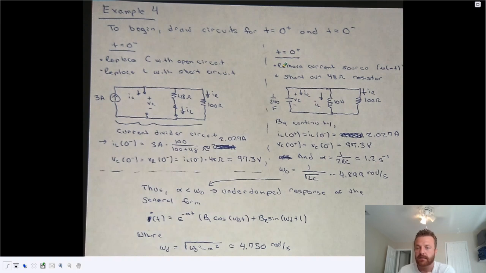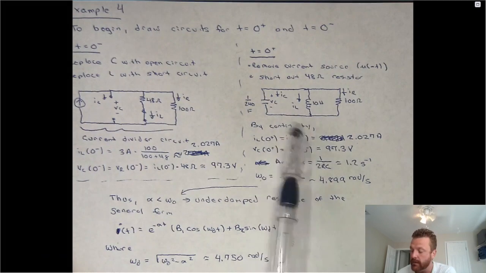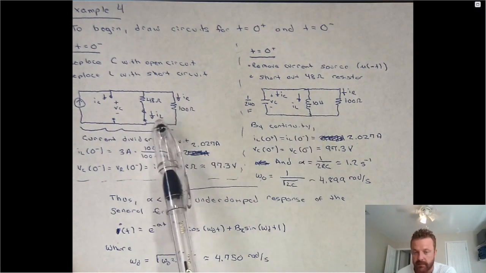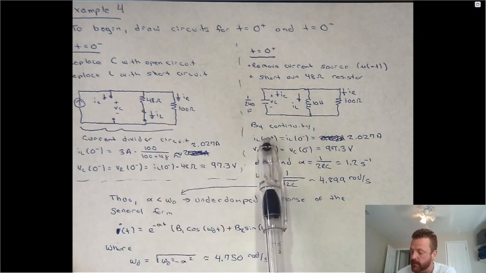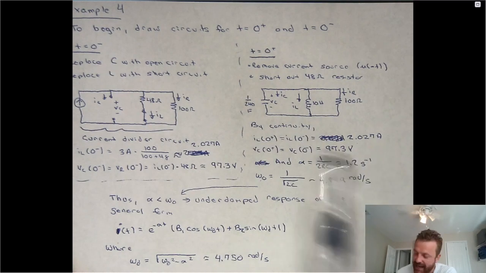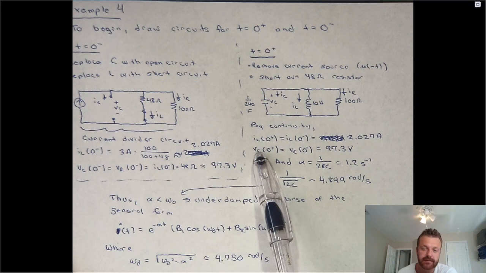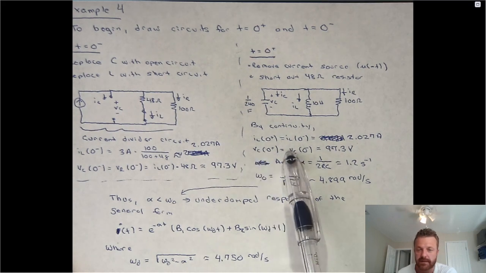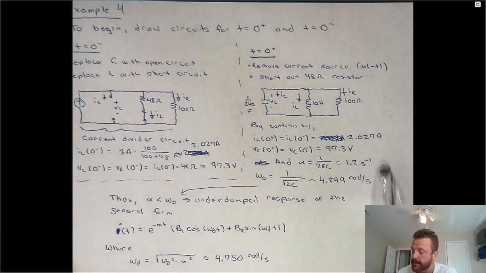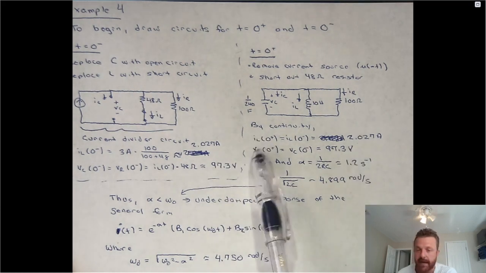If you notice again, the current source is removed, the 48 ohm resistor is shorted out, and we know that by continuity, the current through the inductor has to be the same as it was at t equals 0 minus. So IL of 0 plus is just IL of 0 minus, which is 2.027 amps. In addition, the capacitor voltage also can't change instantaneously, so VC of 0 plus will just be VC of 0 minus, which we computed over here to be 97.3. These are just continuity results from the IV relationships for the inductor and capacitor.